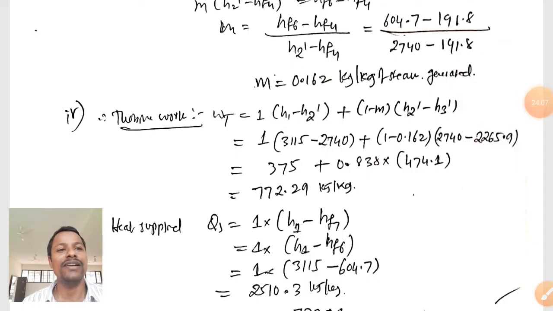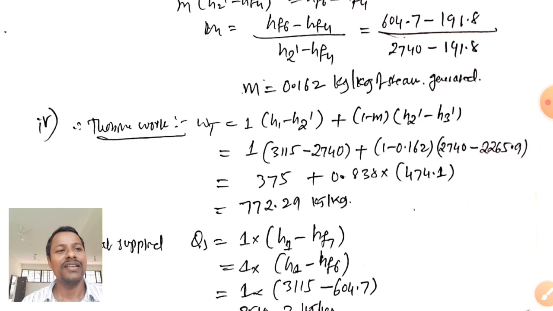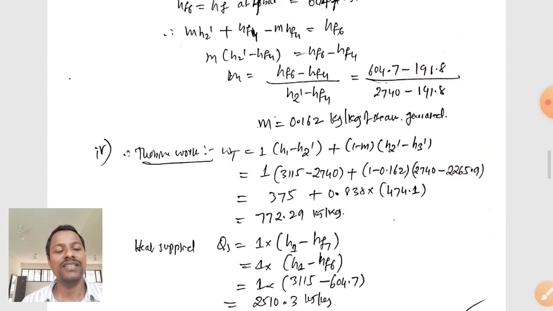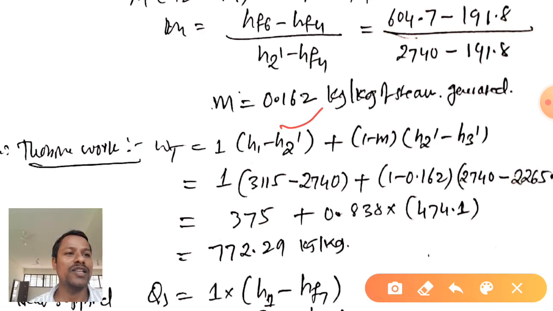Now we need to calculate the turbine work in this problem statement. Since efficiency is mentioned here, I can't use the formula H1 minus H2 for stage 1 and again H2 minus H3 for stage 2. So I need to refer to the actual enthalpy values.